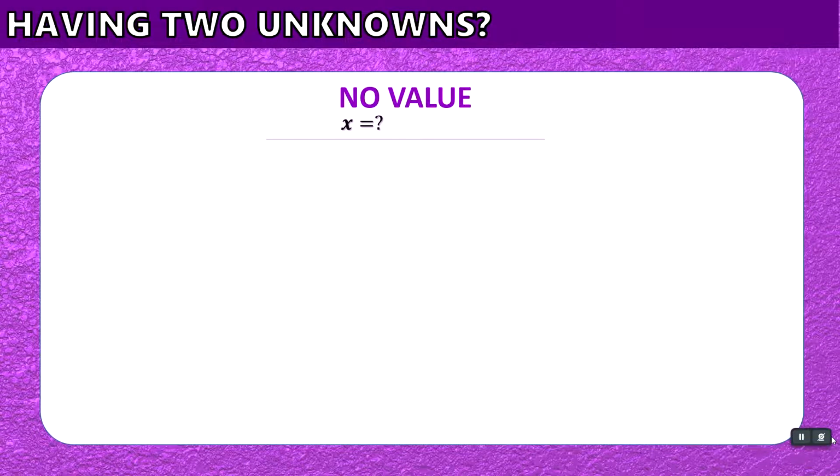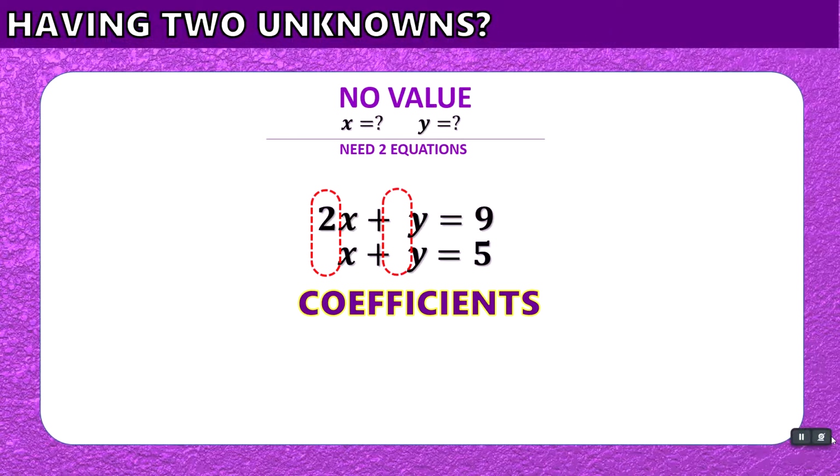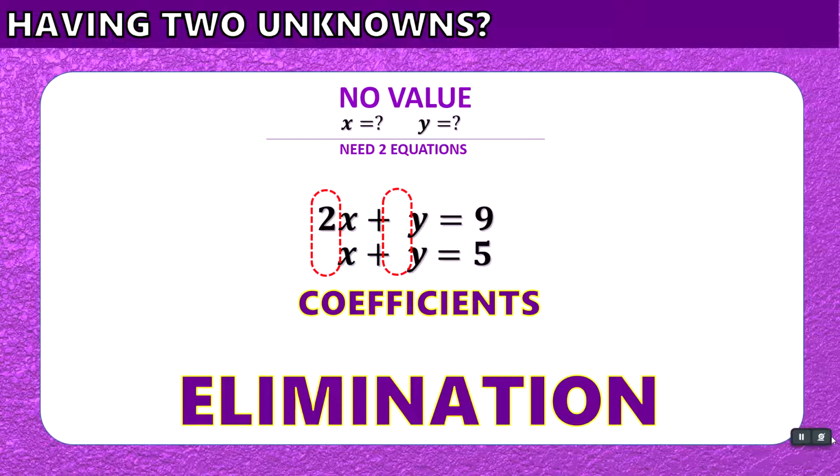But what if we don't have the value of x or y? How do we find the solution? Well, we need two equations. And so if we had 2x plus y equals 9 and x plus y equals 5, we can go through a process to find x and y. We have to look first at the coefficients of the x's and the y's because they need to be the same in order for us to proceed using the process of elimination.